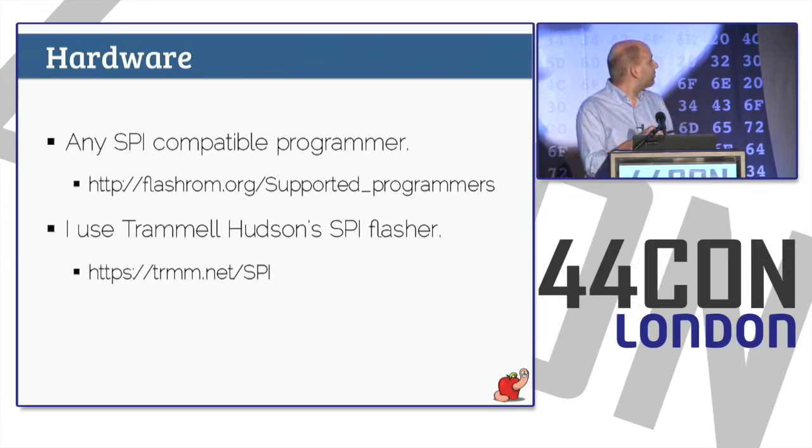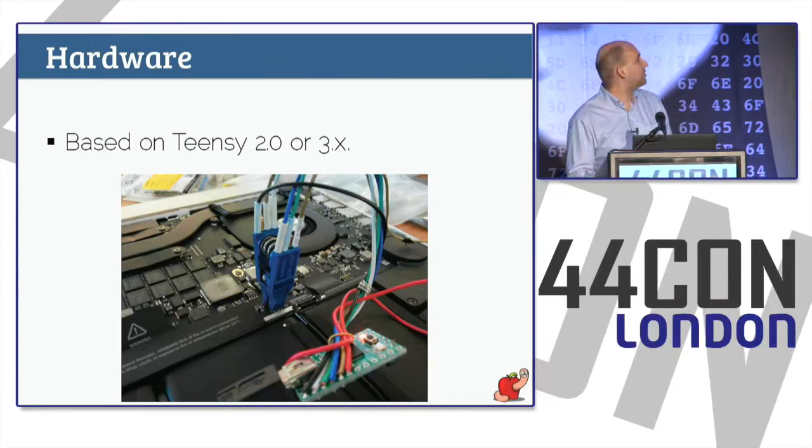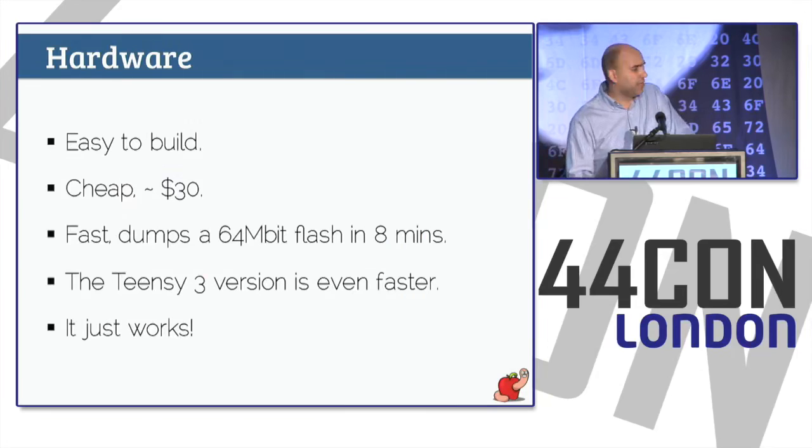You have all the schematics here, a post here on the SPI flasher. As I told you, it's based on the Teensy 2.0 or 3.0 or 0.1. The official Teensy 2.0 is not available anymore. You can buy Chinese clones that work well also. It's very easy to build. It costs you like $30 for everything, the Teensy, the cables, and the SOIC clip. It's really fast. You can dump 64 megabit in 8 minutes.